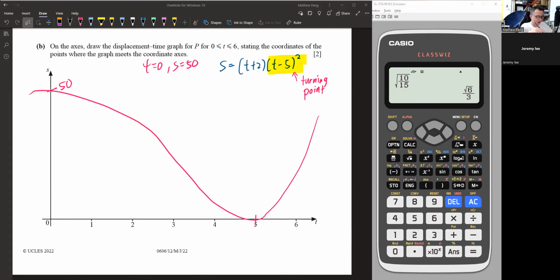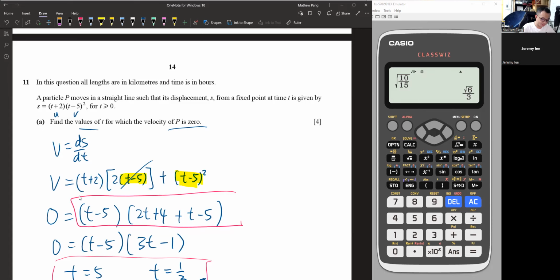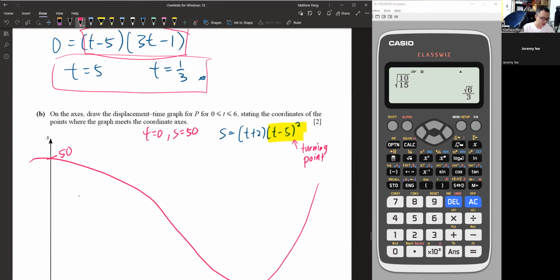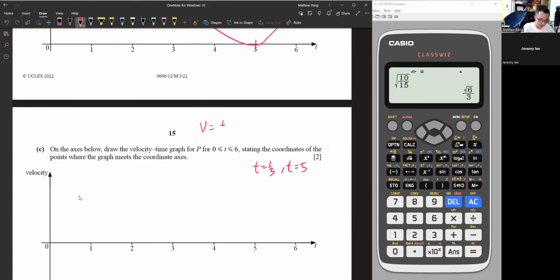No, 5 and 1 over 3. The equation of v, where is the equation? This one is the equation, right? After simplified, it's (t minus 5)(3t minus 1).